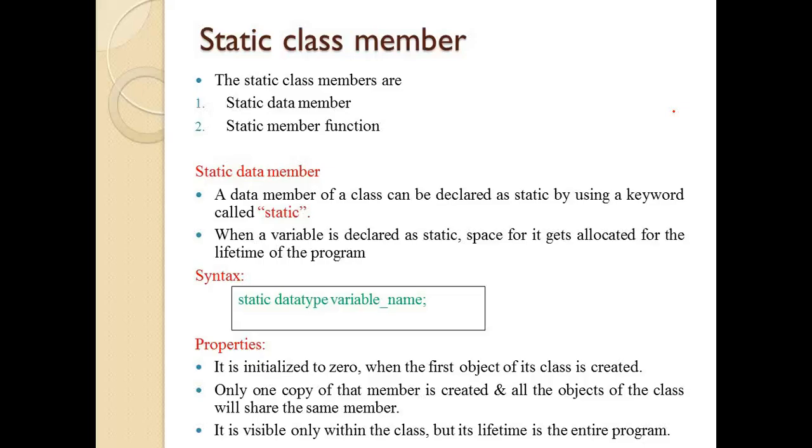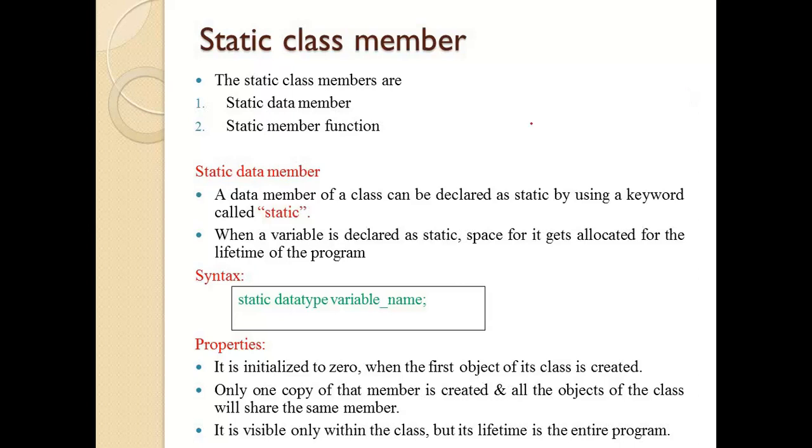Now let us discuss static class members. We have already discussed what class members are: the data and the functions of a particular class are called class members. Let us see what is meant by a static class member. Based on that, there are two types: static data members and static member functions are called the static class members.